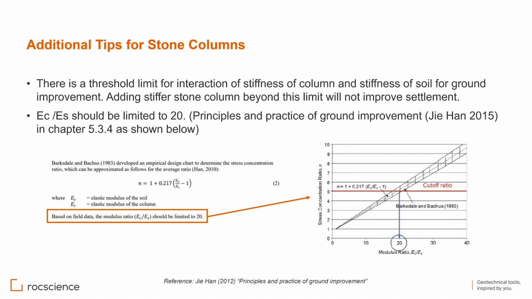Some additional tips for stone columns. There is a threshold limit for the interaction of stiffness of columns and stiffness of soil for ground improvement. Adding stiffer stone column beyond this limit will not improve settlement. So Ec over Es should be limited to 20. It's based on Principles of Ground Improvement by Jehan in chapter 5.34. And we've explained earlier in the stress concentration ratio that the stiffness ratio should not be greater than 20. So the graph shows that there's a cap. It doesn't mean that if you apply a stiffer column, you'll necessarily get a greater settlement. This will be capped by the stiffness ratio as shown.